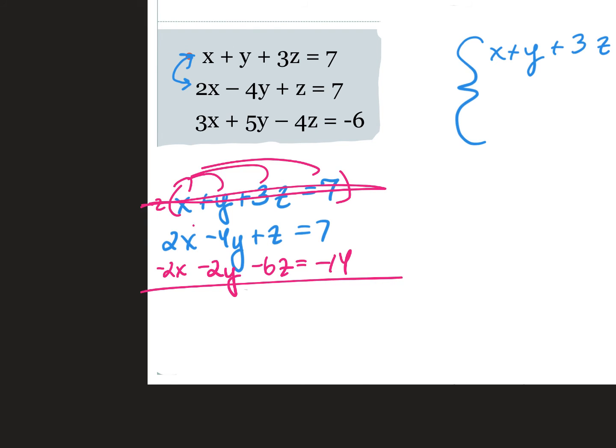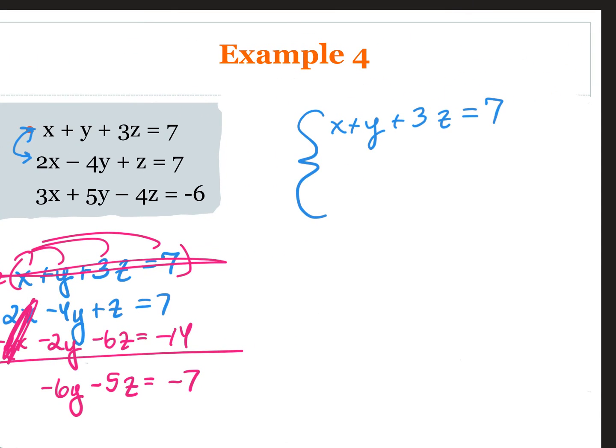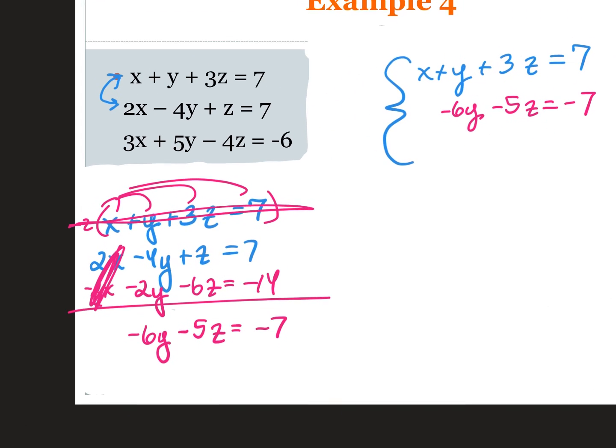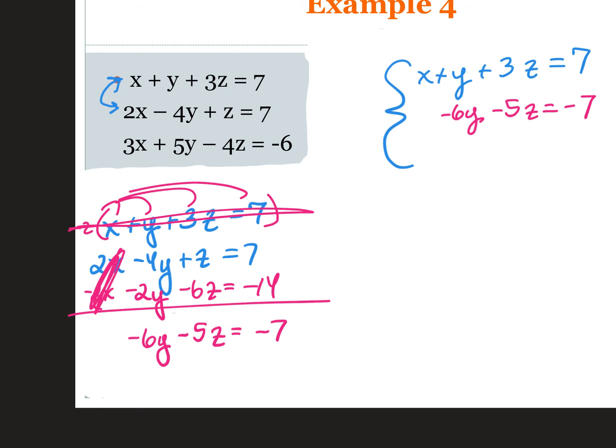When we combine down, x's cancel. What's a -4 and a -2? -6y, good. +1, -6 gives me -5z equals, what's 7 minus 14? -7, great. So my second equation, we just created it, is -6y minus 5z equals -7. Now I have to get just z equals. That means I have to eliminate 2 variables. That means I'm going to have 2 steps to do it. I'm going to take the first and the third, and I'm going to eliminate my x's.